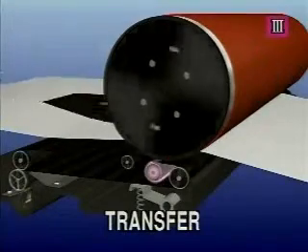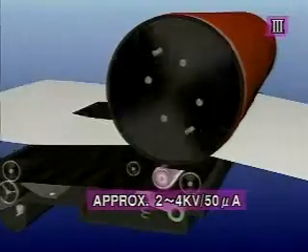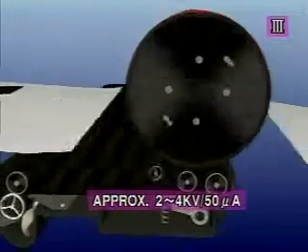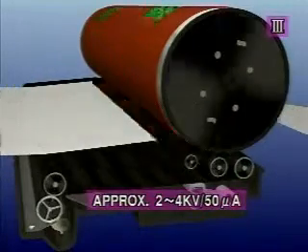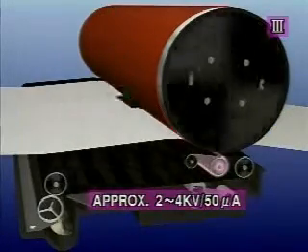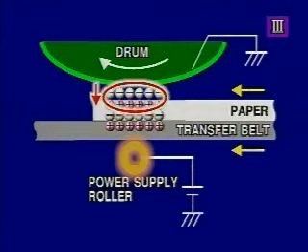In the transfer and separation process, voltage of about 2 to 4 kilovolts is applied to the flat rubber transfer belt coated with a conductive material via the power supply roller by passing a current of 50 microamperes. Then the paper is statically polarized, and the toner on the drum adheres to the paper by electrostatic attraction.